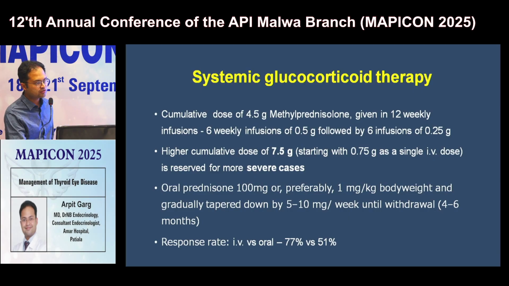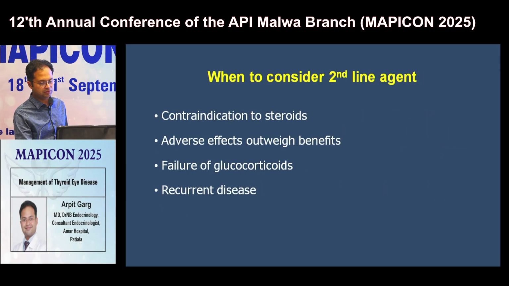But the response rates with IV methylpred are much more as compared to the oral therapy, that is 77% versus 51%. So when to consider a second line agent? One, if the patient has some contraindication to steroids, like if the patient is having any hepatitis, which is very common in hyperthyroidism, where the patient is already having transaminitis, then you should refrain from using steroids.